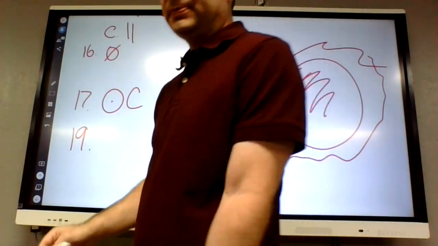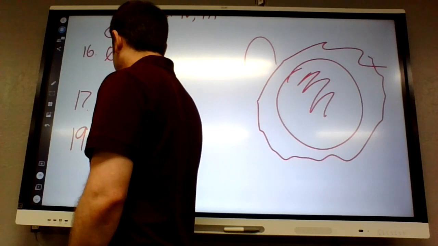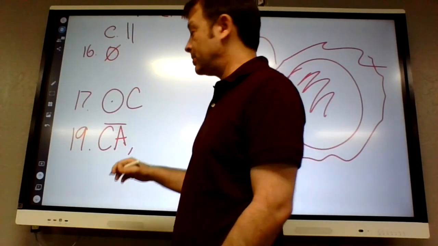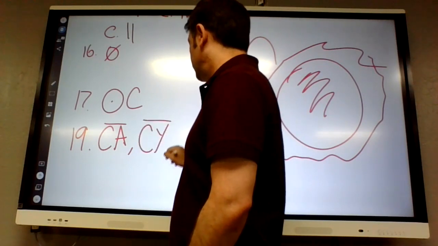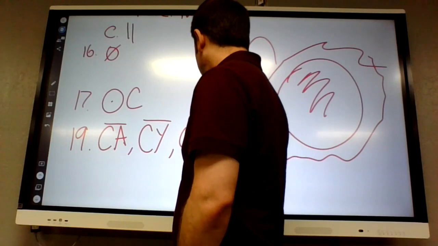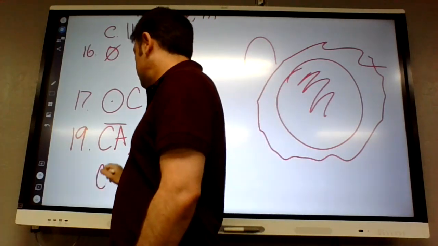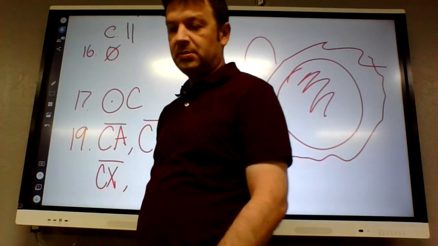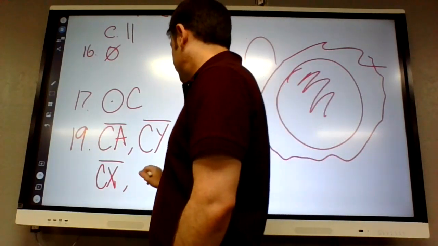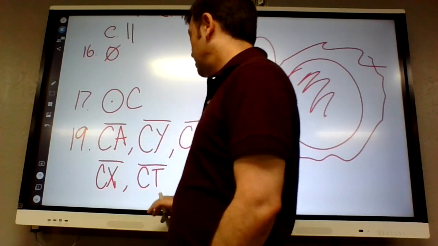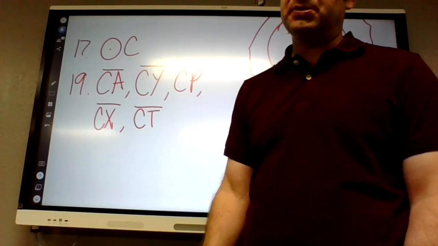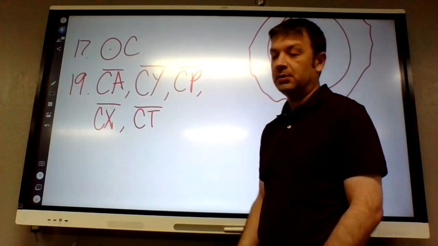CA. They're segments. So CA. CY. CX. Did we skip one? CT. Okay. What do you notice about their lengths? They're all the same.